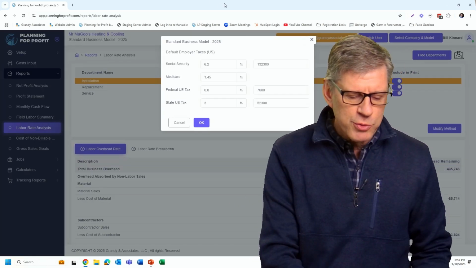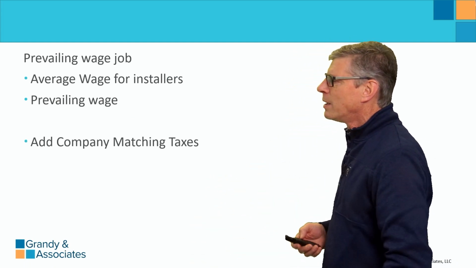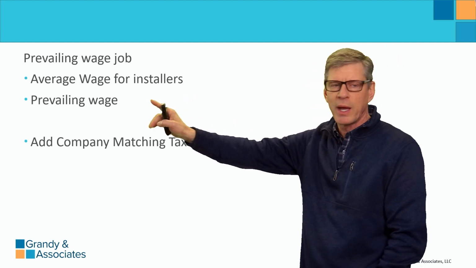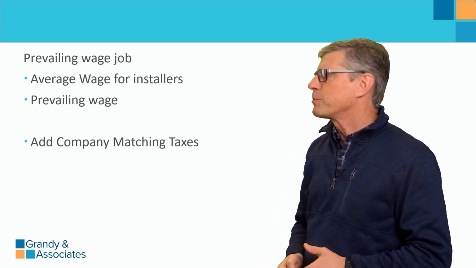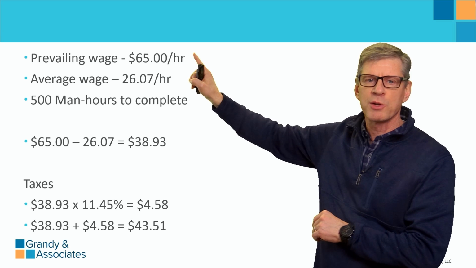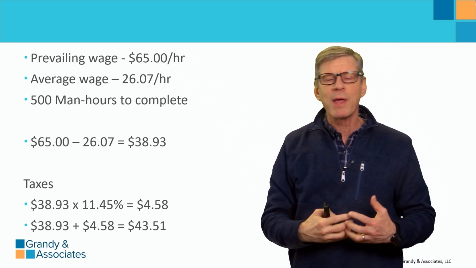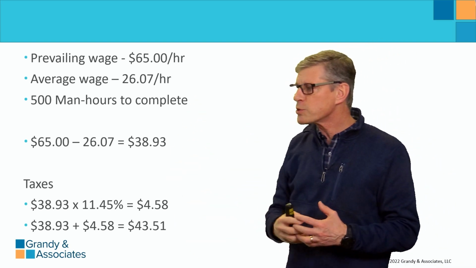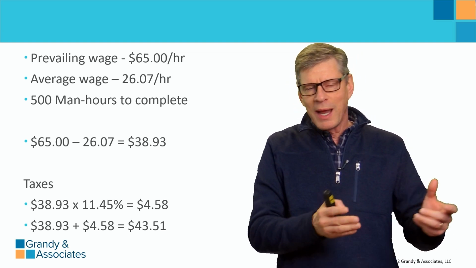So once we've got those two bits of information, now we can go back to our calculations. We now know the average wage, which we said was $26.07. We know the prevailing wage for the job, and then we have our company matching taxes, in my case, of 11.45%. In our example, let's say our prevailing wage is $65 per hour. Our average wage, we said, was $26.07 per hour, and the job that we're quoting is a 500 man-hour job. So the first thing we need to do is find out, what is the discrepancy between my average wage and the prevailing wage?